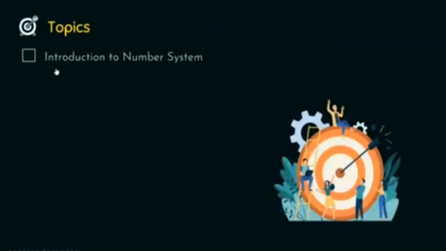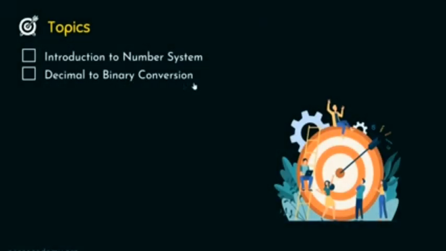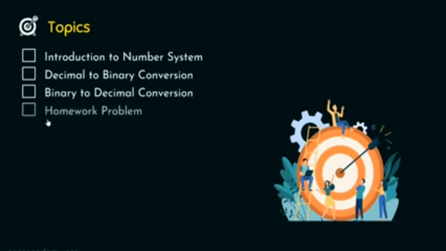The first topic is Introduction to Numbers System. The second topic is Decimal to Binary Conversion. The third topic is Binary to Decimal Conversion. After discussing these topics, we will then see the homework problem of this presentation. So without any further delay, let's get started and let's see what is a number system first.